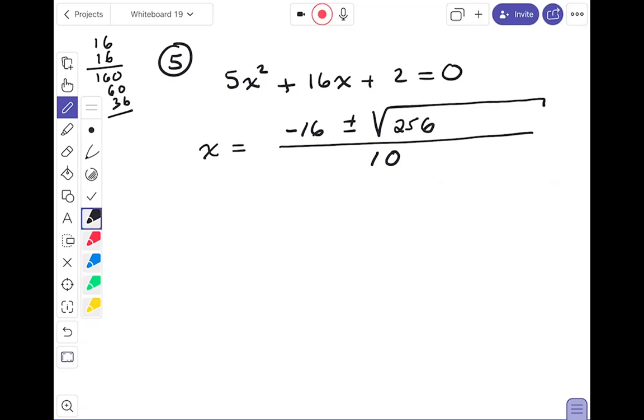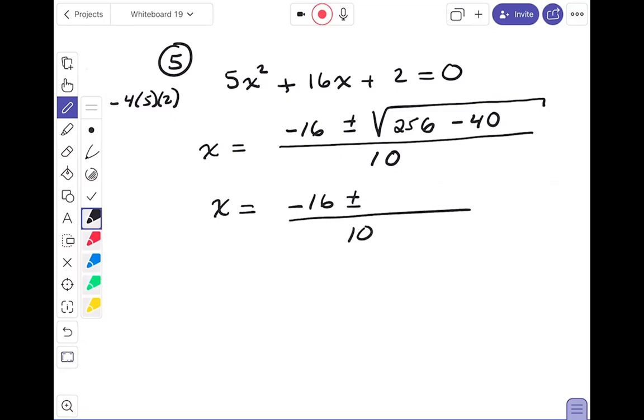All right. Let me get my eraser out. Here's this business over here. And what I want to do is I want to do minus 4 times A times C. All right. So minus 4 times A, which is 5, times C, which is 2. That's minus 40, right? Let's write this down. Let's see, 256 minus 40 is 216.